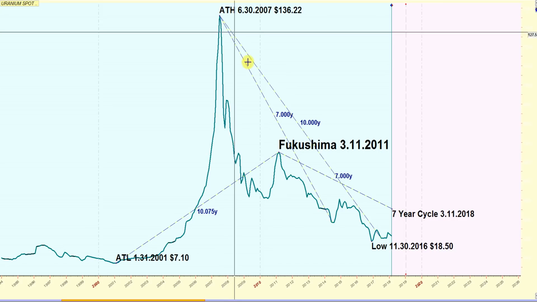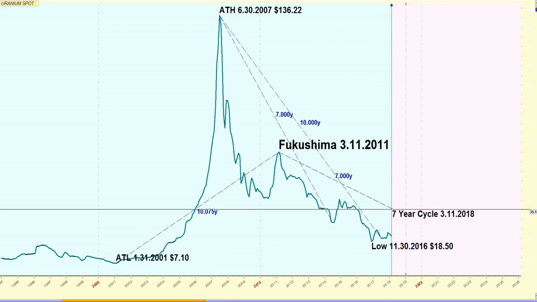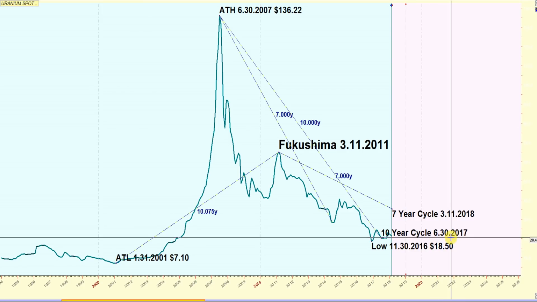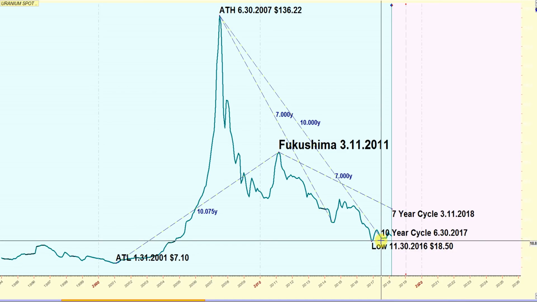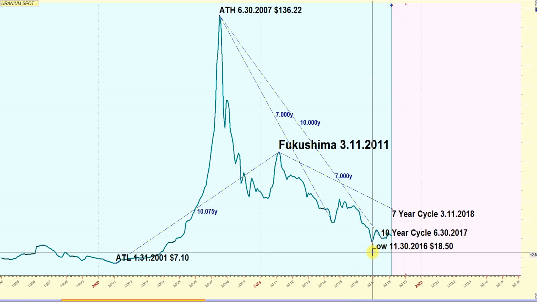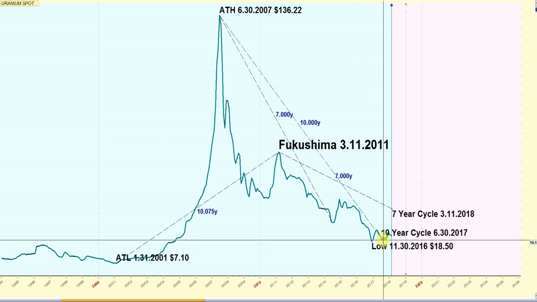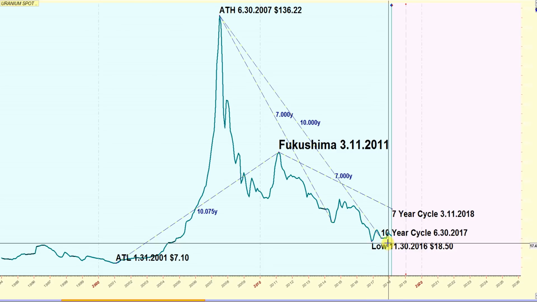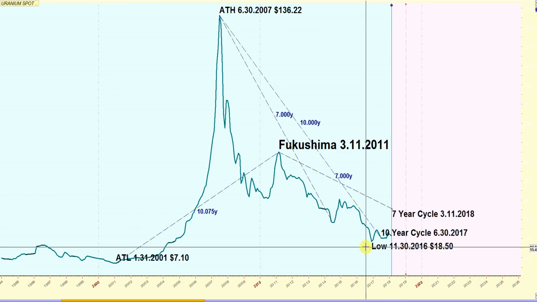The 10-year cycle from the all-time high to now brought us June 30th, 2017, which is right here. Prices made a low in November, and now we're just fluctuating back and forth right here. Something is cooking right now.